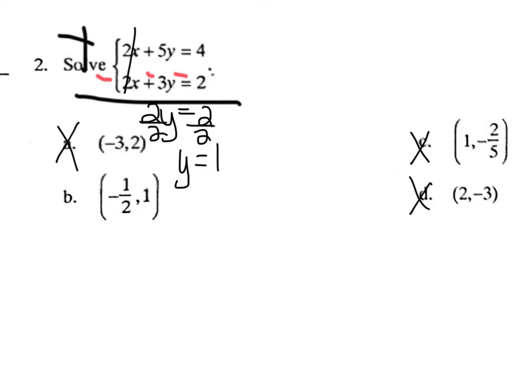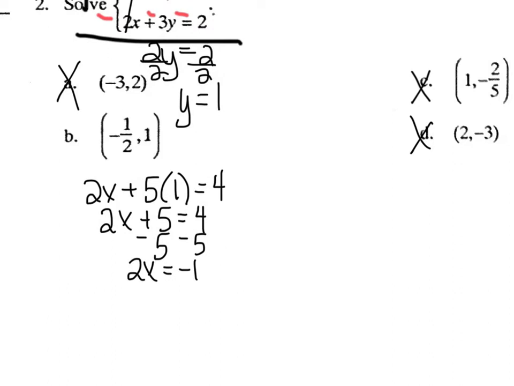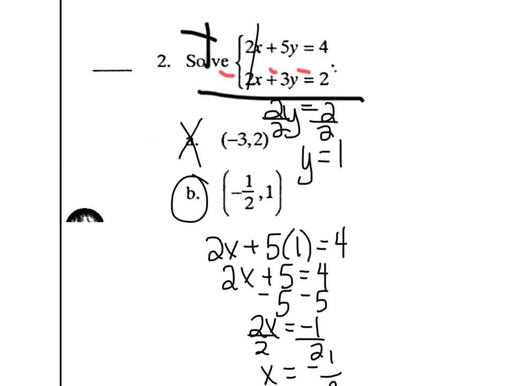You could take either equation. I'm just going to take the top one. So 2x plus 5 times 1, which is equal to 4. 2x plus 5 equals 4. Subtract 5. 2x is equal to negative 1. We would then divide by 2. So x equals negative 1/2, which is what B had already said x was. So B is the final answer.